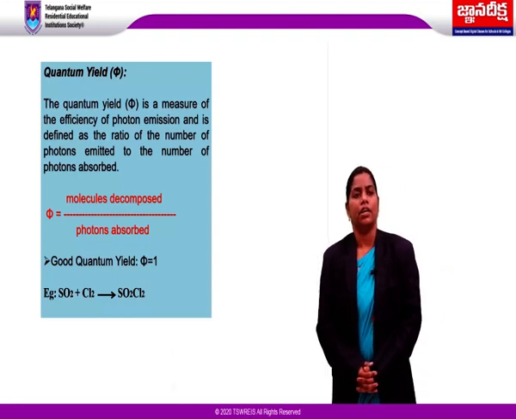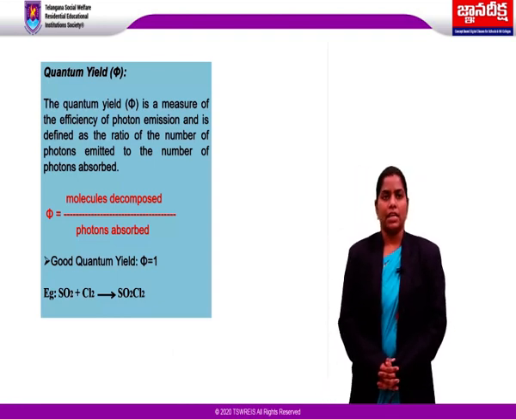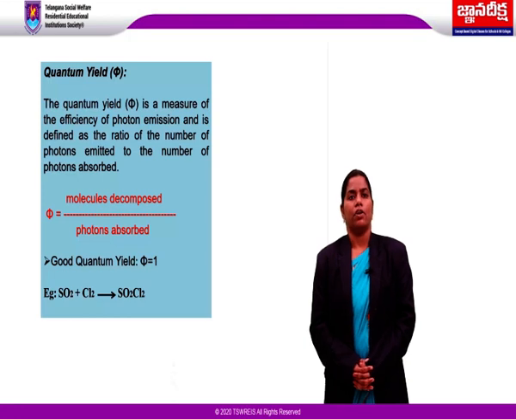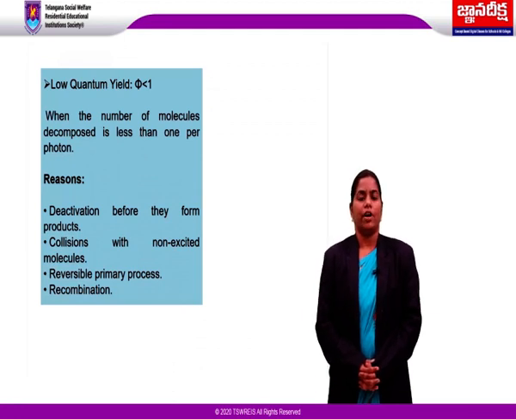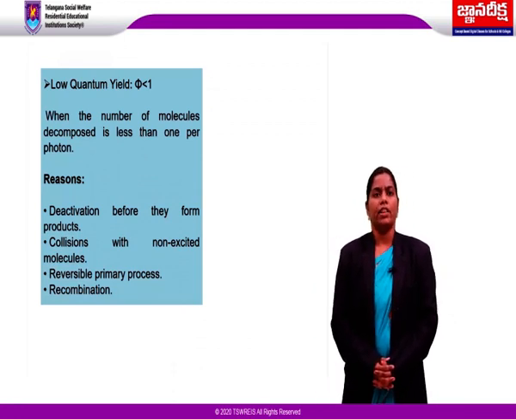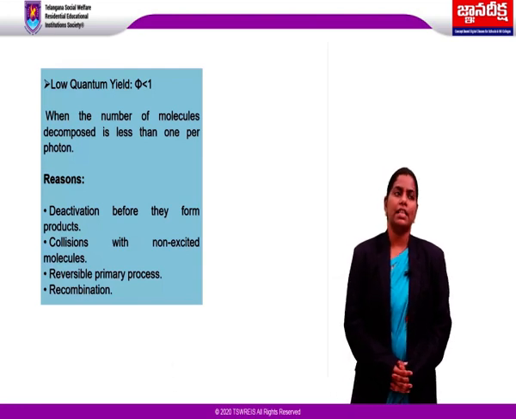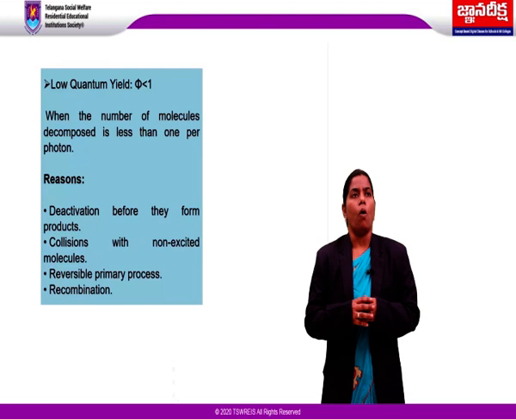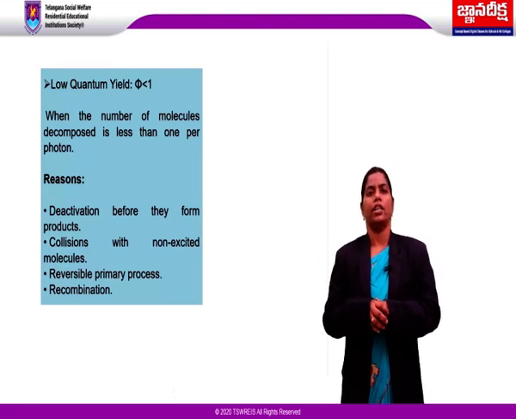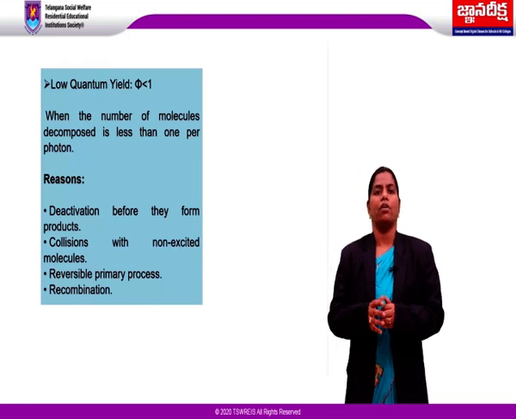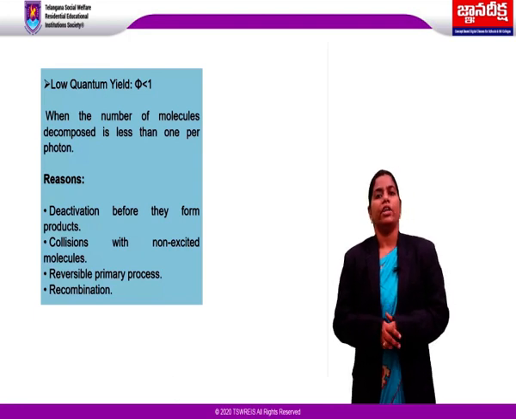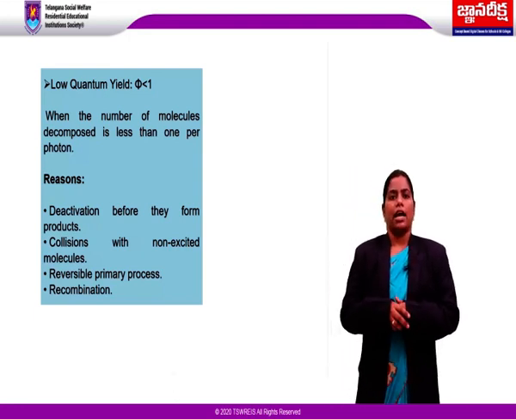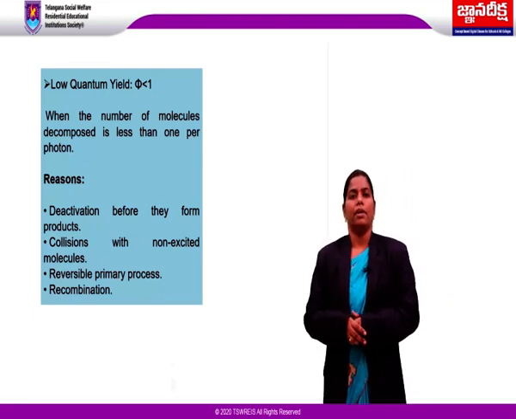The best example for good quantum yield is SO2 plus Cl2 giving SO2Cl2, the formation of sulfuryl chloride. Coming to low quantum yield, where the value is less than 1, the number of molecules decomposed is less than 1 per photon. That means not all the molecules activated in the primary process are converted into product. Some molecules come back to the ground state without forming product, so the absorbed photons have been wasted.